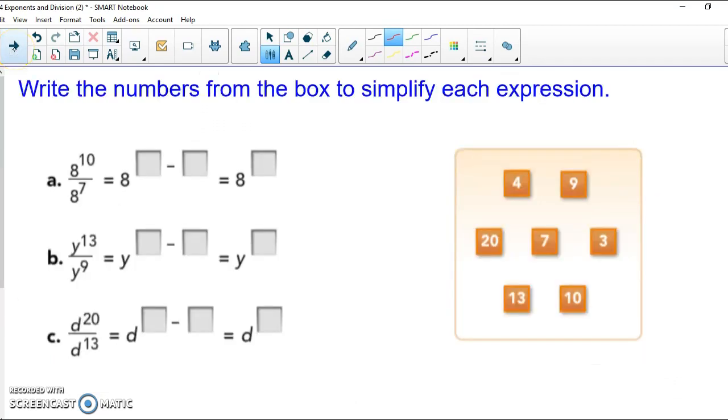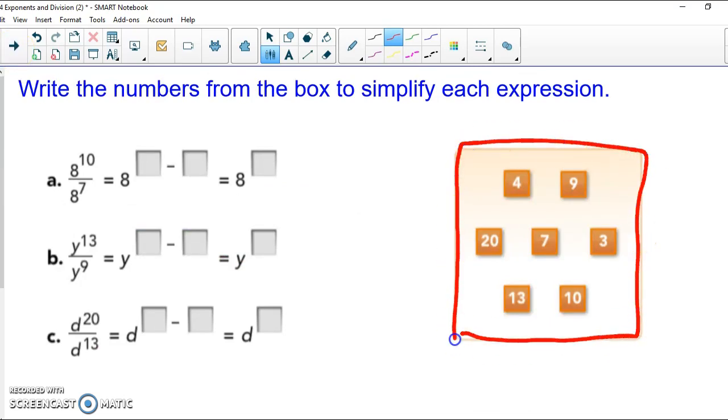All right, so let's write some numbers from the box over here to simplify each expression. So if I'm starting with 8 to the 10th power divided by 8 to the 7th power, my base stays the same, and I'm going to subtract my exponents. So starting top to bottom, I have 10 minus 7, which is 3. So simplified, I would write 8 to the 3rd power.